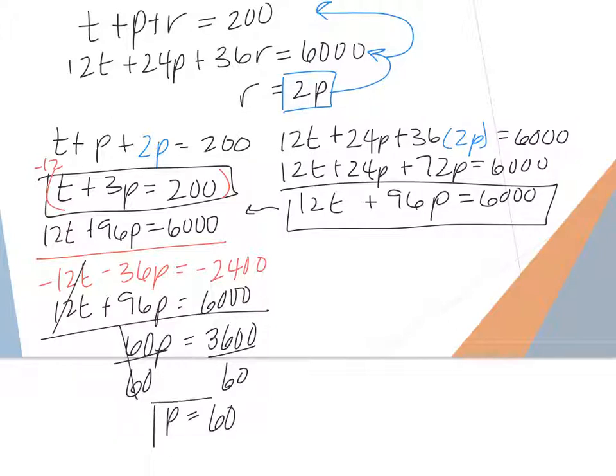Okay, now that I got P equal to 60, I need to substitute that. And honestly, I can substitute that back into the R, the original R, right? So here, now that I know that P is 60, I can substitute it there. So that means that R equals 2 times 60, which is 120.